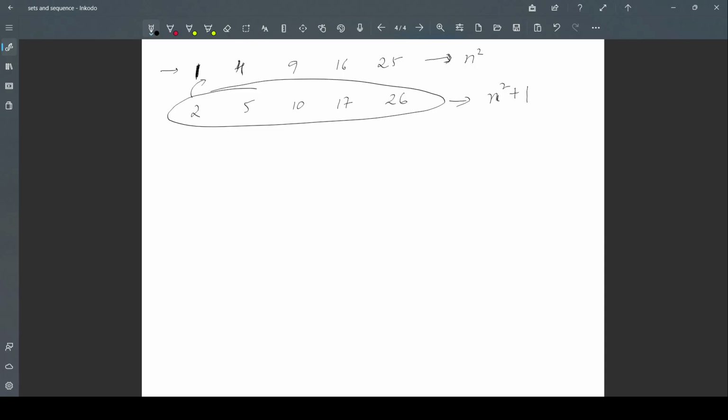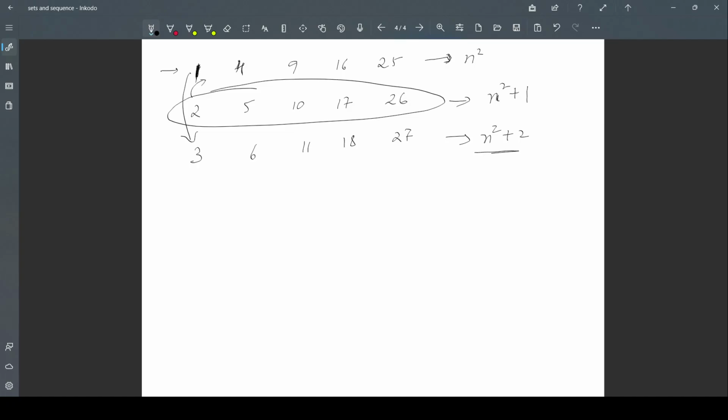It can be even like this one. If I give you the sequence as 3, 6, 11, 18, 27. So actually what happens from this, if I connect it, it is n square plus 2, right? Because n square is 1 and 1 plus 2 gives you this one. So the nth term is calculated.